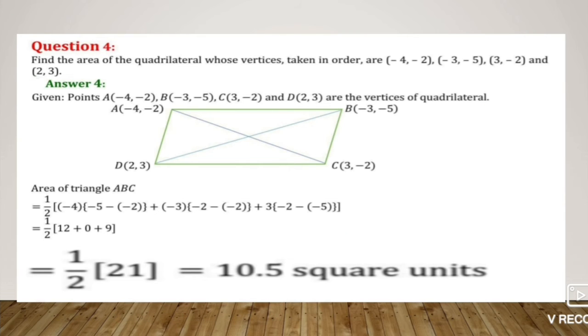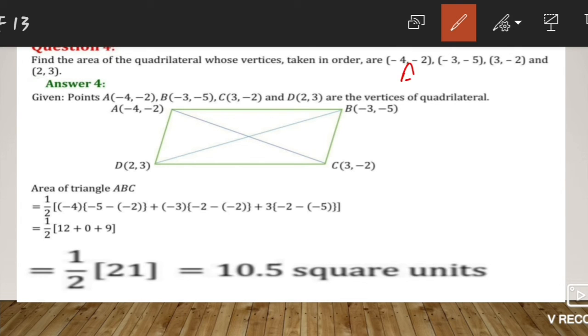Now question number 4. Find the area of the quadrilateral whose vertices, taken in order, are (-4, -2), (-3, -5), (3, -2) and (2, 3). So I am considering these points as A, B, C, D. This one is A, this one is B, this one is C, this one is D.